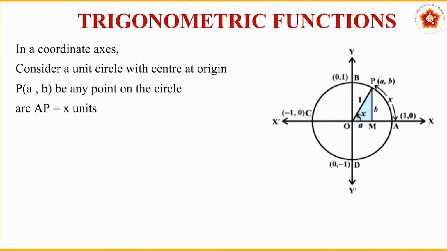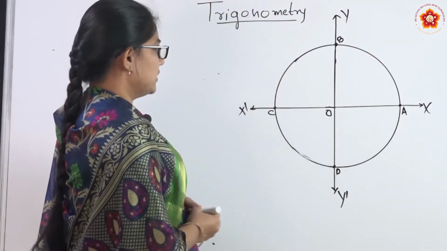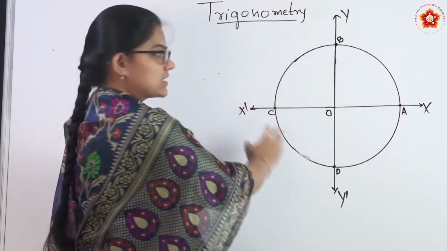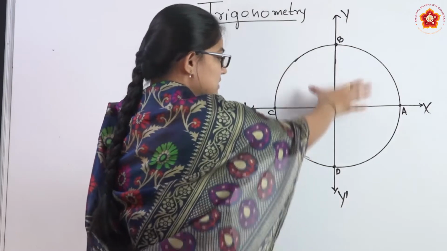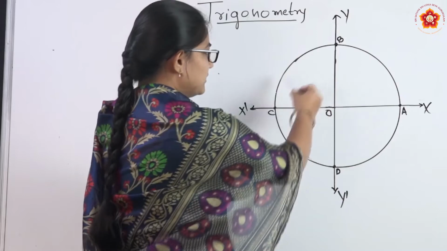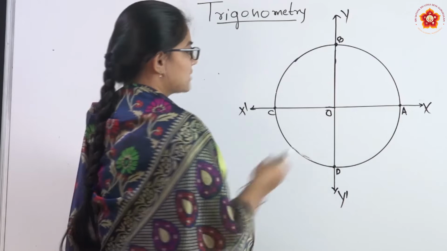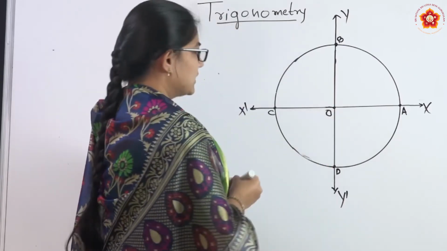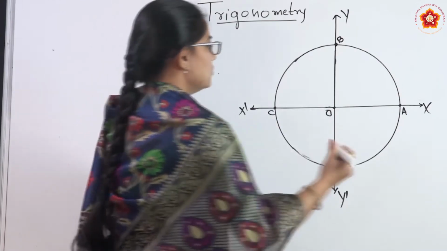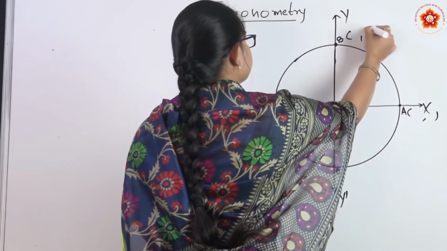Now, consider a unit circle in a coordinate axis, where we can say this is the positive side of the x axis and this part is the negative side of the x axis, and this is the positive side of the y axis and the negative side of the y axis, and I will consider a unit circle with the center lying at the origin of this coordinate axis. Now, I consider the points A, B, C, D as shown in the figure. Now, let us find out what are the coordinates of A, B and C and D.